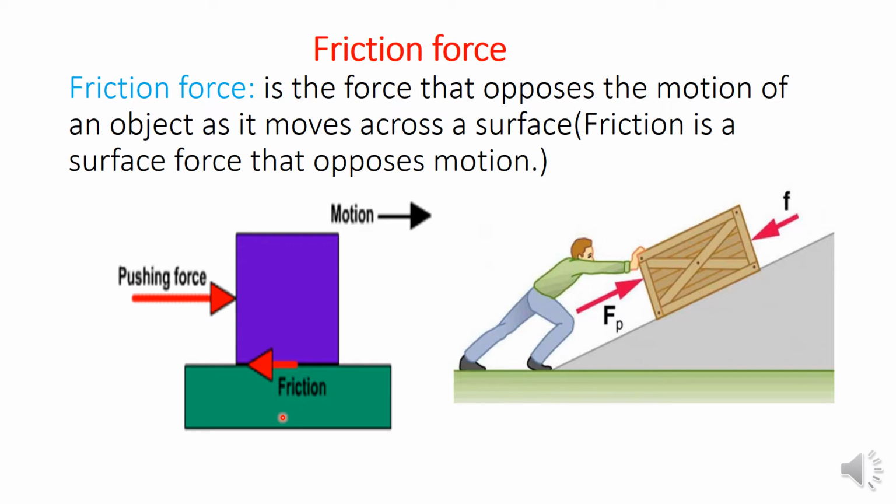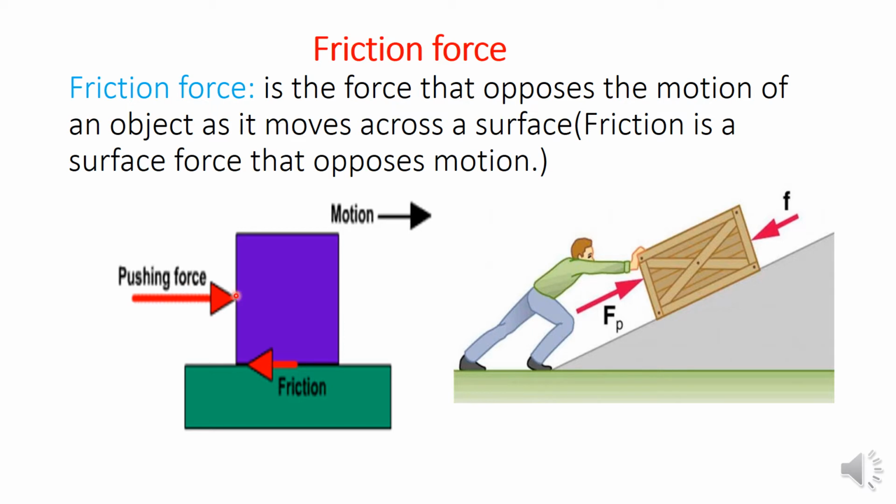This arrow shows the pushing force. It means that this arrow is what we call the applied force. This black one shows the motion of the block. On the green block, there is the opposite force. It acts in the opposite direction of the applied force.